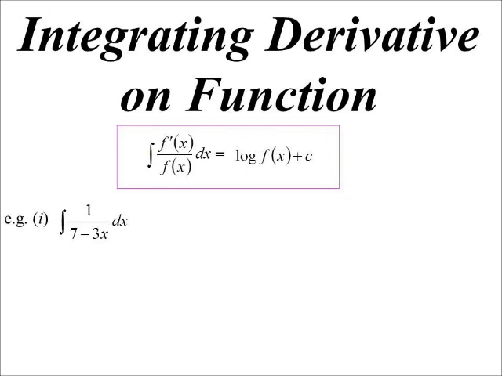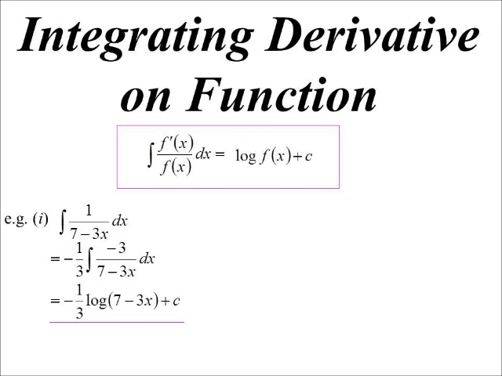Can I create the derivative on top? At the moment it's 1, but that's all right. The derivative is a constant as well, because the derivative of the bottom's -3. So I can create -3 on top. Just got to multiply by -1/3 out the front to balance it. So we've got derivative on function, so that'll become log of 7 minus 3x, plus, of course, the constant.